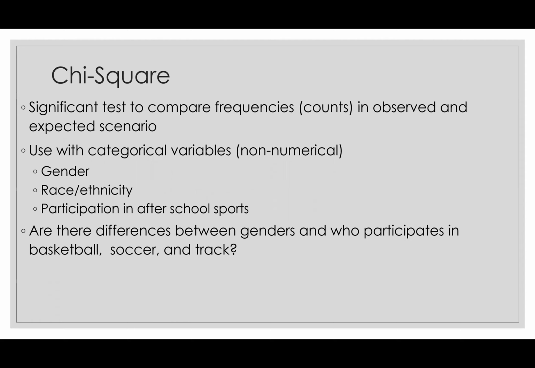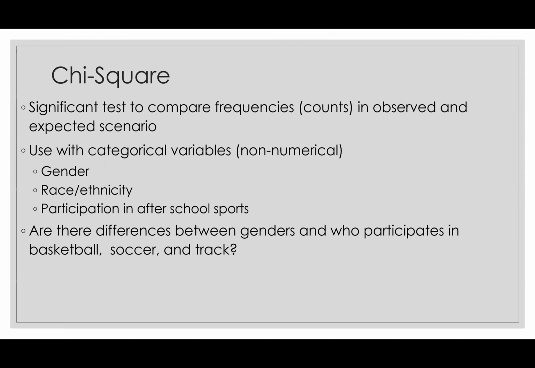And the important thing to remember with chi-squares compared to any of the other things that we've been looking at is that these are not continuous. These are not test scores, right? These are categorical variables, which means they're non-numerical. There's no number associated with your gender. There's no number associated with your race. And there's no number associated with, yes, you did or did not participate in after school sports. You participated in basketball or track, right? Those are all categories, not numbers.